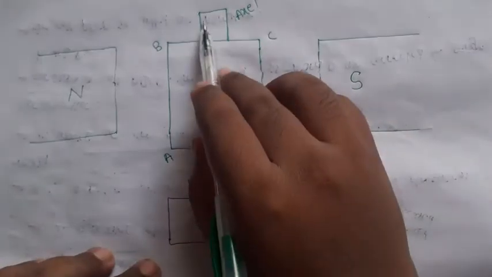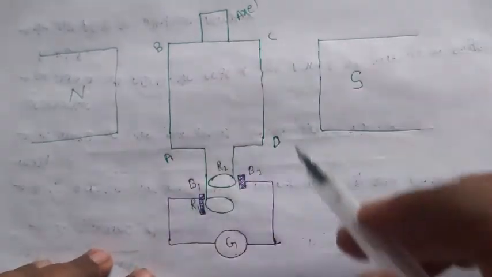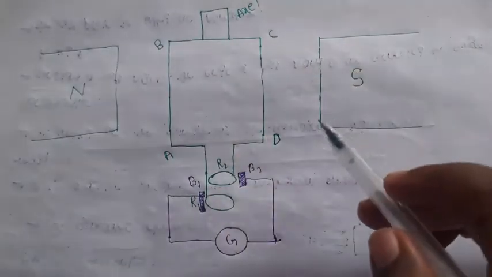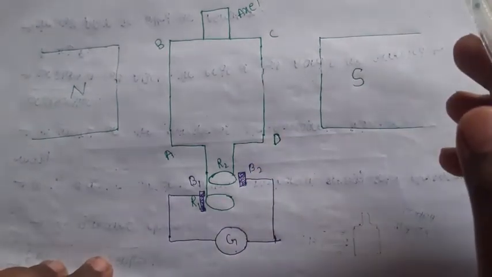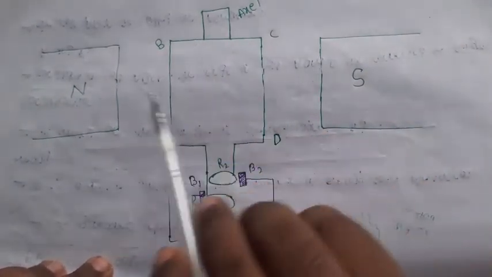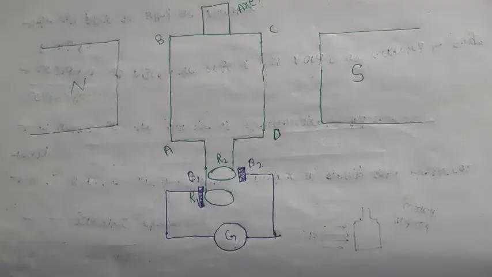If you connect this axial rod to a battery, when you switch on the battery, it will start rotation. Now, how is the electric generator going to work?